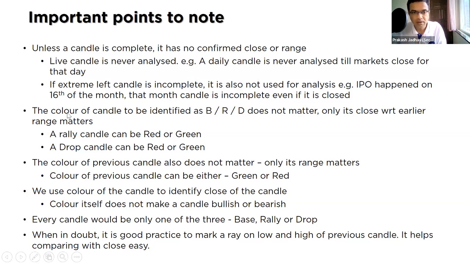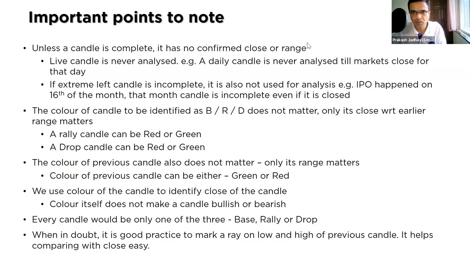Now, similarly, the color of the candle does not matter in identifying it as R, B, or D. Whether the candle is green, red, whatever, doesn't matter. What matters is the close of the candle with respect to the range of the earlier candle. Remember, a rally candle can be red or green. You may have thought that a green candle is a rally. No. So let me give an example here.